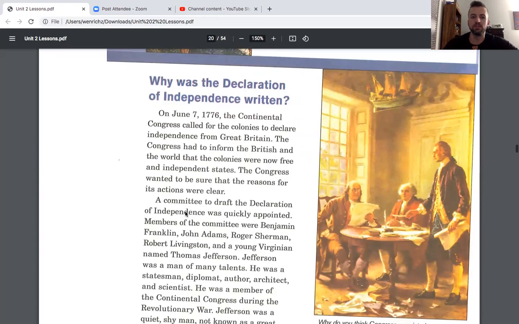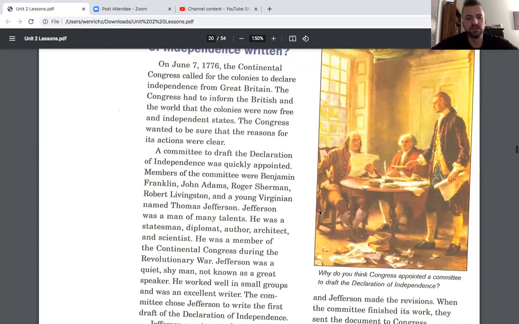Okay, why was the Declaration of Independence written? On June 7th, 1776, the Continental Congress called for the colonies to declare independence from Great Britain. The Congress had to inform the British and the world that the colonies were now free and independent states. The Congress wanted to be sure that the reasons for its actions were clear. So, a committee to draft the Declaration of Independence was quickly appointed.